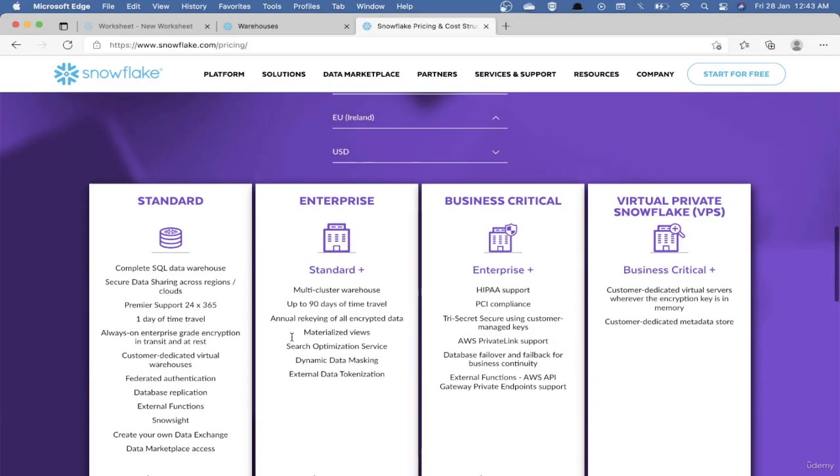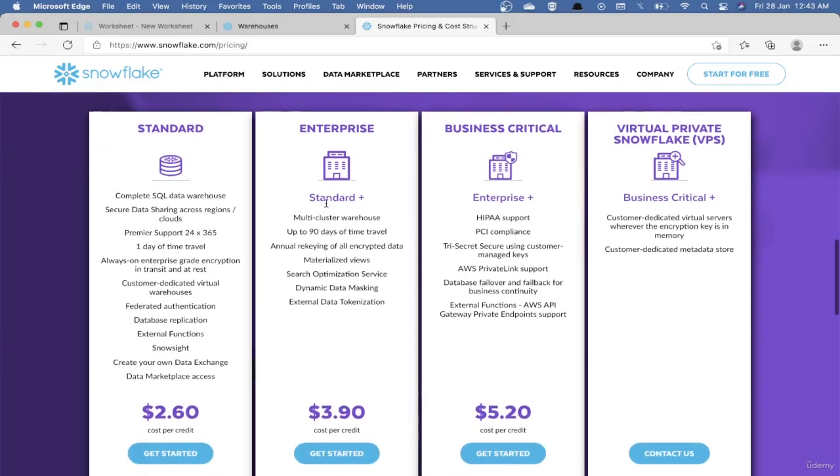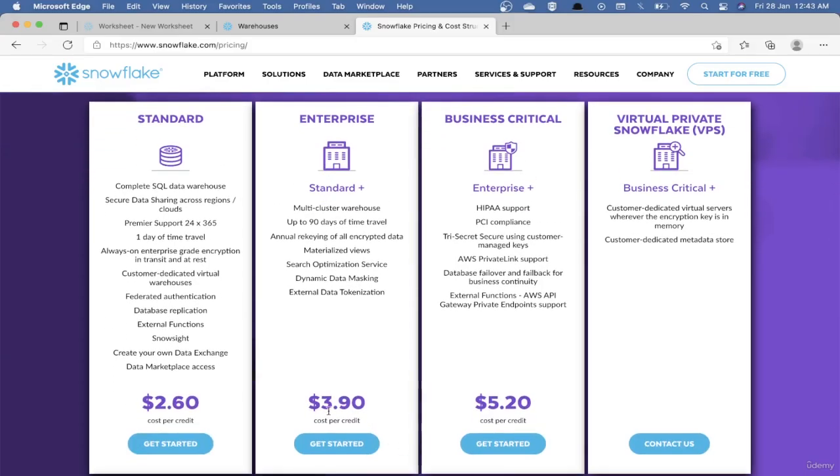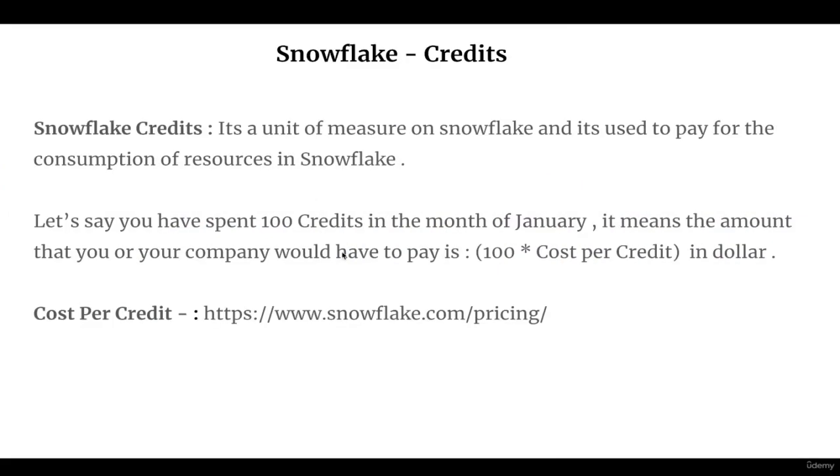And if you scroll down, you'll see the different editions of Snowflake. The one we signed up for was the Enterprise Edition. So if you scroll down, the cost per credit is $3.9. All right. So the cost per credit totally depends on the cloud service provider that you're working with, the region, and also the edition. So the amount that you'll be paying Snowflake is 100 times $3.9. I hope the concept of credit was pretty simple and straightforward.